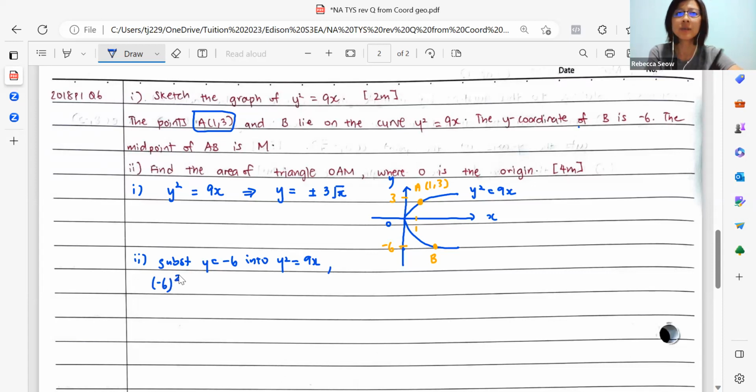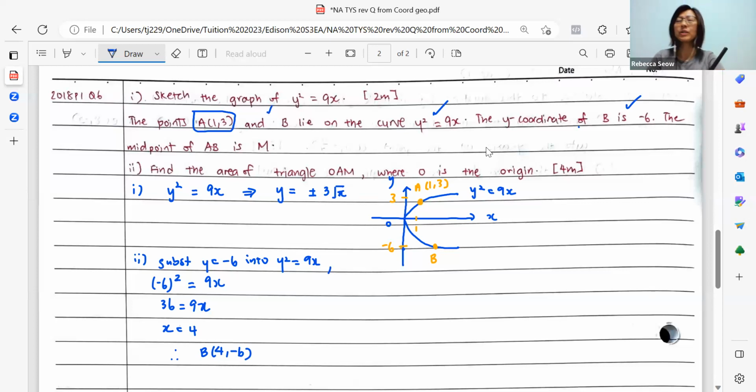So from here we can find the x coordinate of B. Negative 6 squared equals 9x, so 36 equals 9x. Therefore, x is equal to 4. And from here, we can tell the coordinates of B would be (4, negative 6). Now, what else can we find? We have made use of the curve and the y coordinate of B, and we have found the coordinates of B.